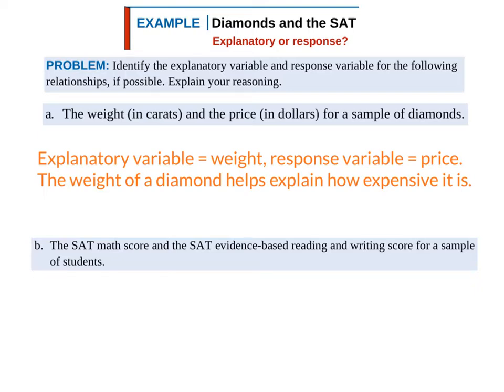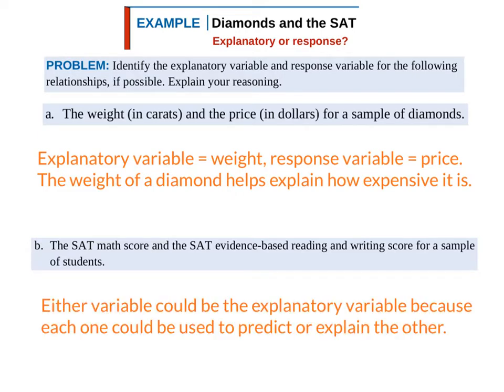Now let's take a look at the SAT math score and the SAT evidence-based reading and writing score for a sample of students. Which one is explanatory? Which one is response? Did I get you with that one? Either variable could be the explanatory variable because each one could be used to predict or explain the other. So math score doesn't necessarily inform the reading and writing score and vice versa.